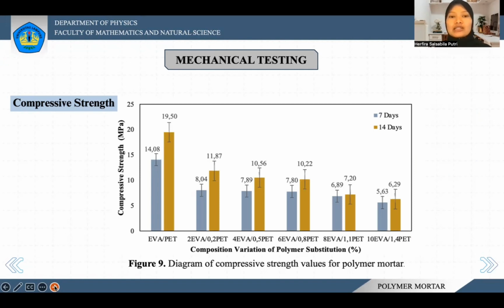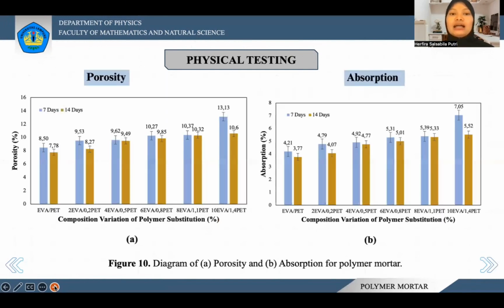And next about the mechanical and physical testing. The first is mechanical testing. Mechanical testing is compressive strength. Based on figure 9, it can be seen that variation in soaking time can influence the compressive strength of polymer mortar. The compressive strength of polymer mortar based on variation in soaking time has increased, while the compressive strength has decreased due to the increase in polymer substitution composition in mortar. And this is about the physical testing. There are porosity, absorption, and density.